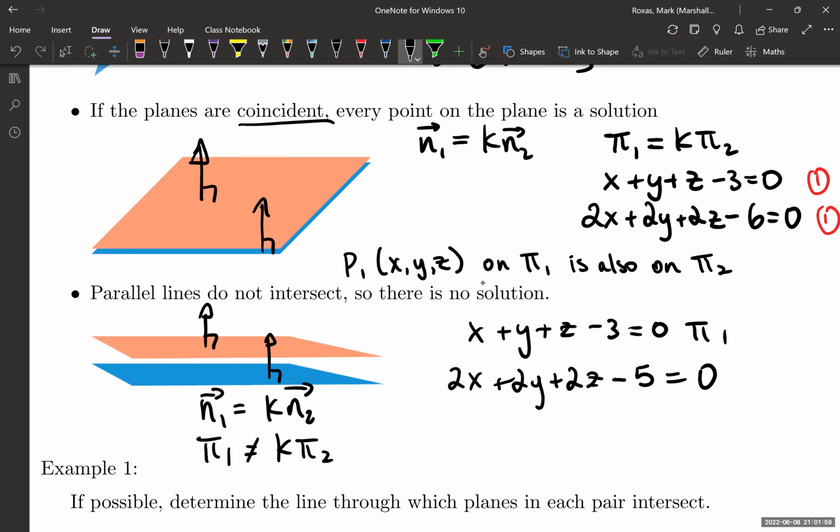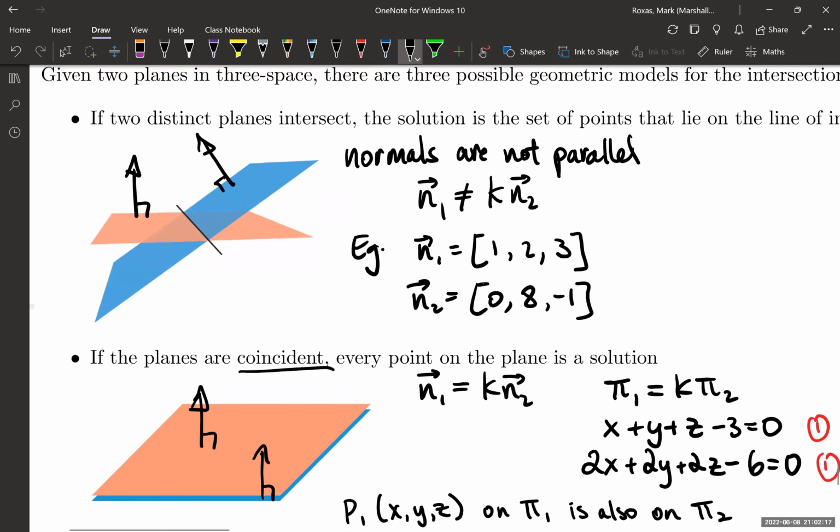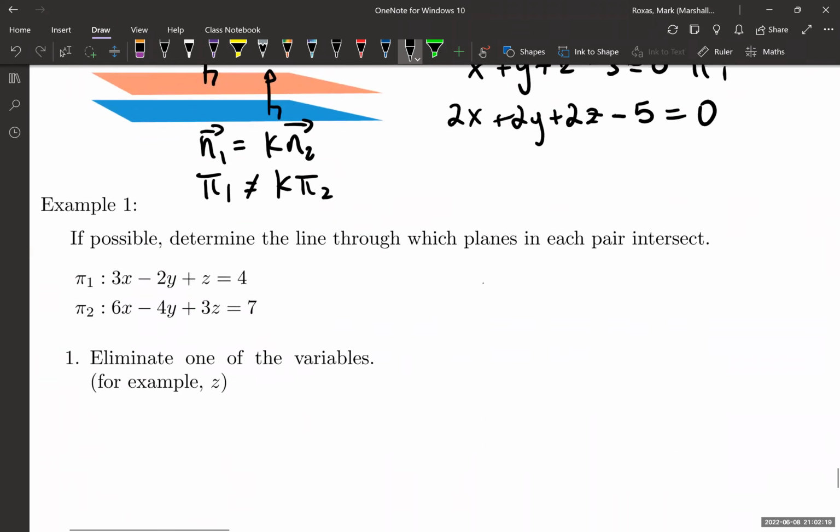Minus 5 equals 0, and now they are not scalar multiples of each other, which means they are distinct planes. And if they're distinct planes, they can still be parallel, but they will not intersect. Okay, so those are the three scenarios. I'm giving you this idea of how we determine which one is which when we are given an equation of two planes. So here's an example.